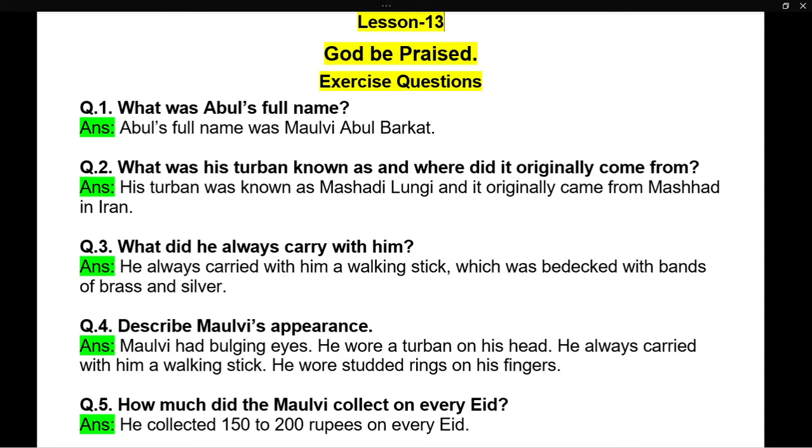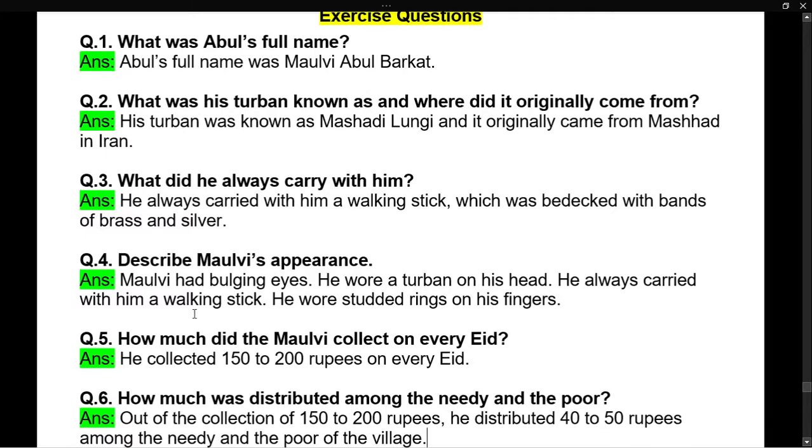And what did he always carry with him? He always carried with him a walking stick which was bedecked with bands of silver and brass. Describe Maulvi's appearance. Maulvi had bulging eyes. He wore a turban on his head. He always carried with him a walking stick and he wore studded rings on his fingers. He wore rings set with stones on his fingers.